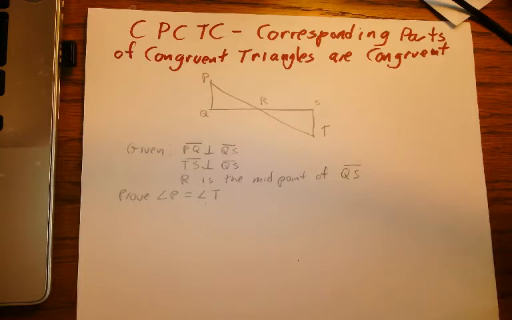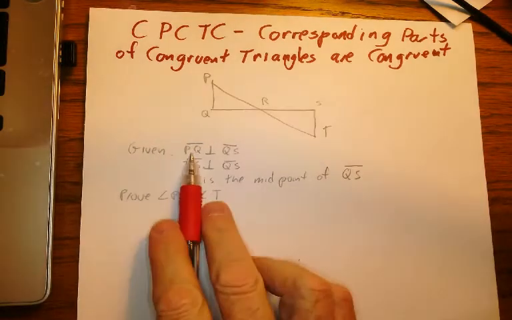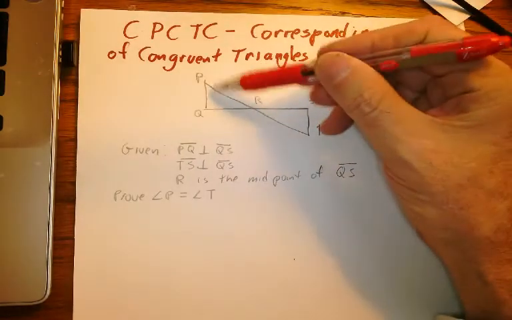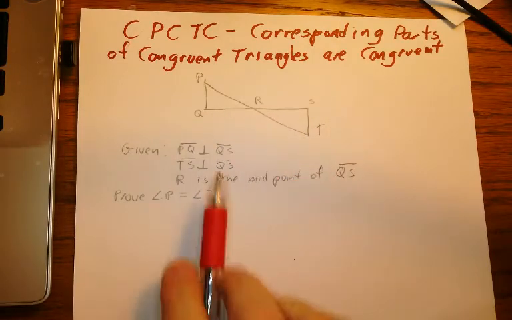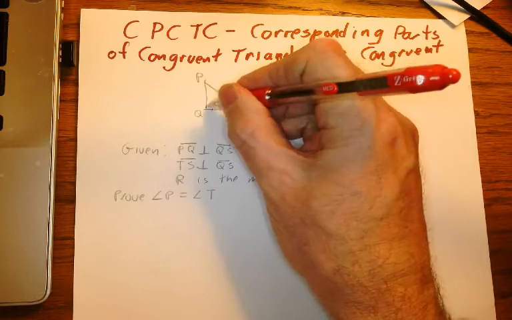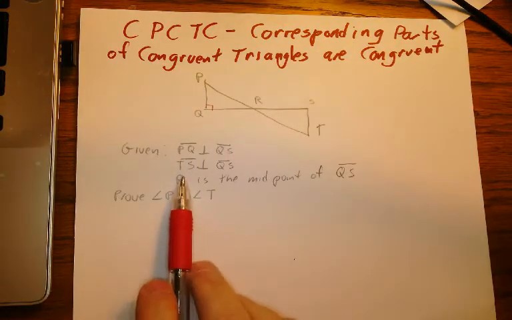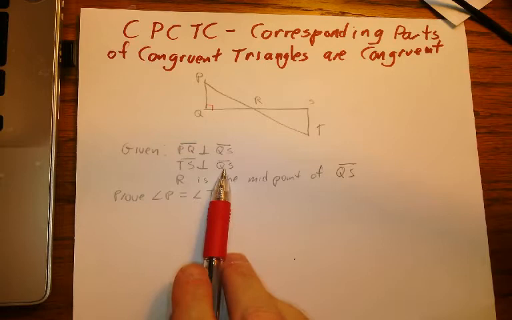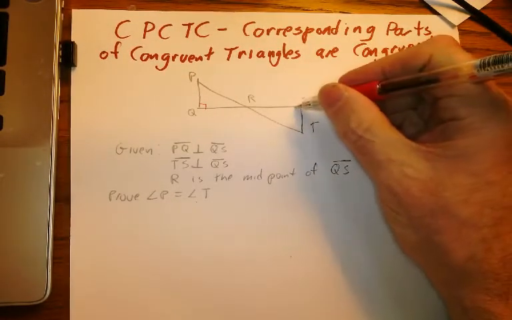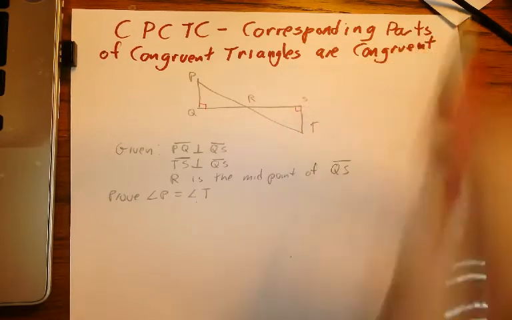So let's look at what's given, and let's make markings accordingly. And from our markings, we'll decide how we're going to go about this proof. So we have PQ perpendicular to QS. Here's PQ, here's QS. Perpendicular means they make right angles. So let's mark the right angle right there. Also, TS perpendicular to QS, we have another right angle between TS and QS. So make a right angle there.